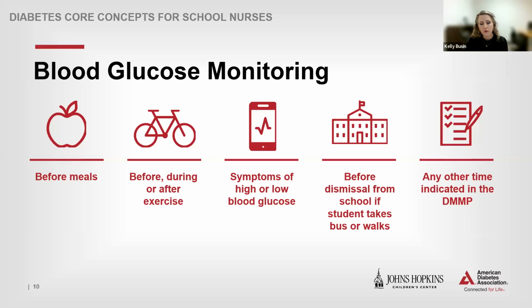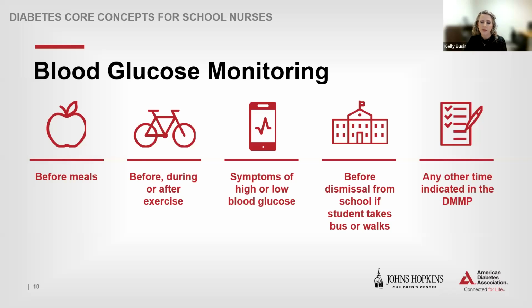And really the new ADA-DMMP does a great job of pinpointing the student's symptoms so that you have a better idea of what to look for during the school day. You'd also want to check if the student is walking or taking a bus home so that you can make sure their blood sugars are high enough to be sitting on a bus or walking home unattended. And then, of course, any other time that the DMMP indicates for a blood sugar check would be necessary.